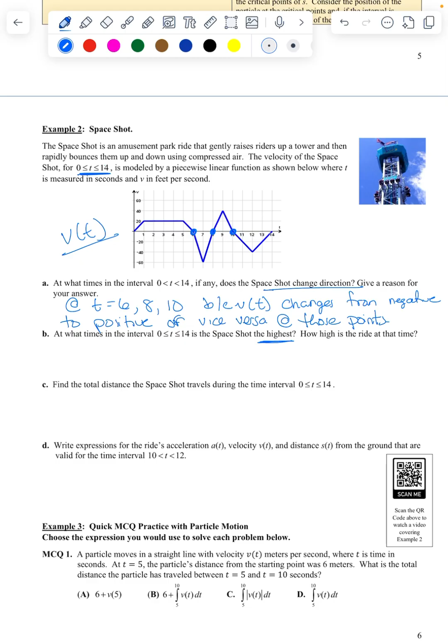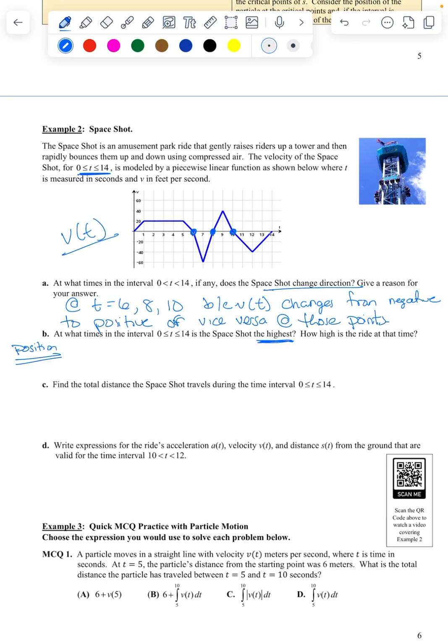So when it comes to this, the velocity is not going to tell you where it is the highest, right? For the highest, we need the position graph. And we know that for the position graph, that means we need to integrate velocity. And the key points that we need to focus on are the endpoints. We got to use the candidates, right?